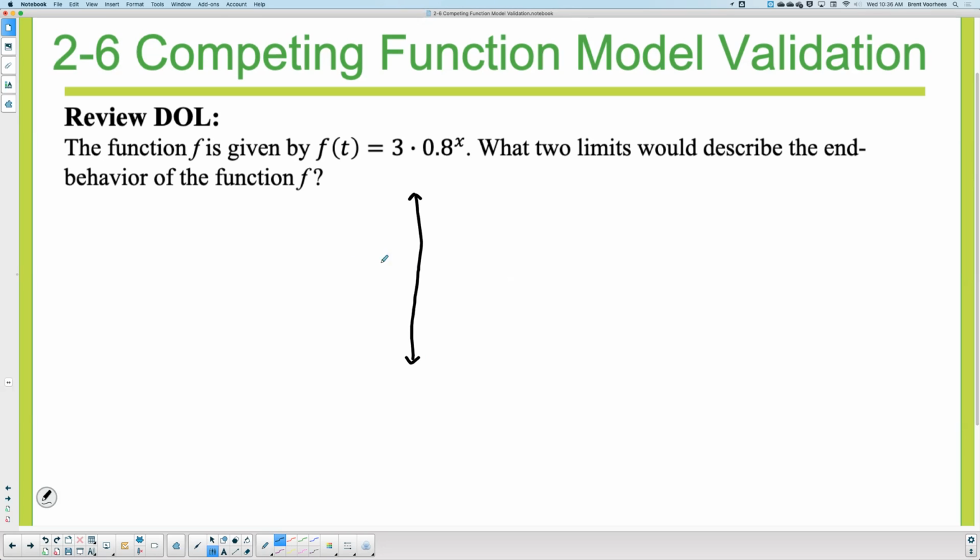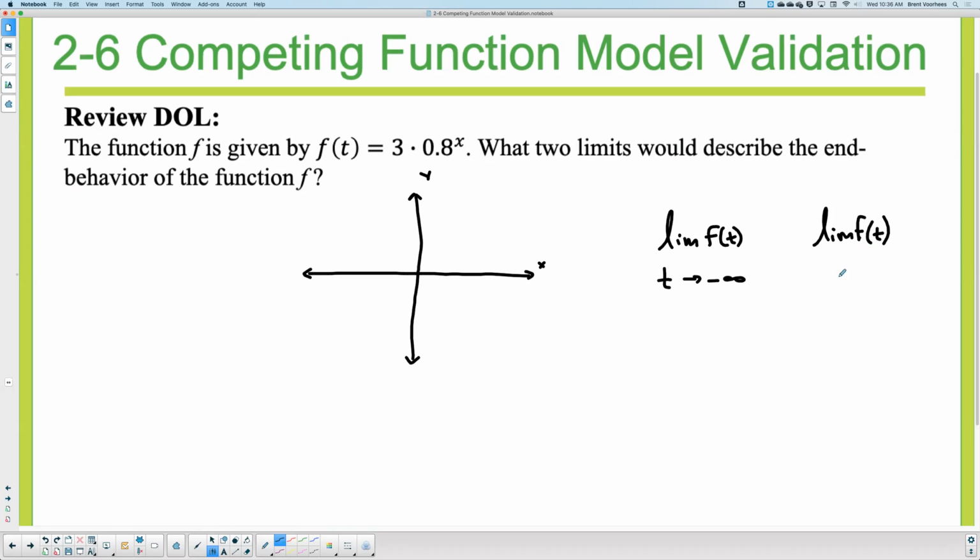I want you to think about if you graph this, what the function would look like, and you're going to write two limits. You're going to write about as t would go to negative infinity, and what happens to the y values, the f of t values, as t approaches positive infinity. I want you to think through what would happen on this graph as t increases or decreases without bound. Let me change this to a t here. Y equals f of t. There you go. I want you to fill that in to complete this DOL.